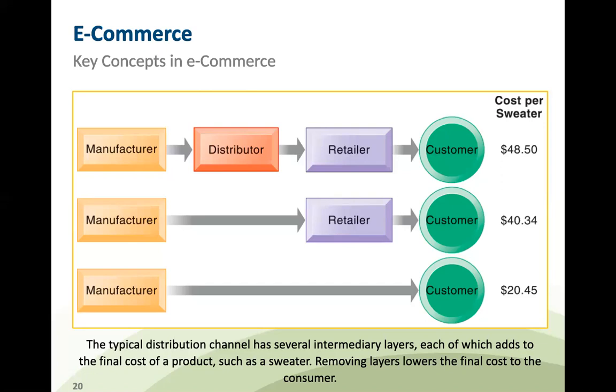The typical distribution channel has several intermediate levels, each of which adds to the final cost of the product. The more intermediate levels you have, the higher the cost will be. Removing these layers lowers the final cost to the consumer.